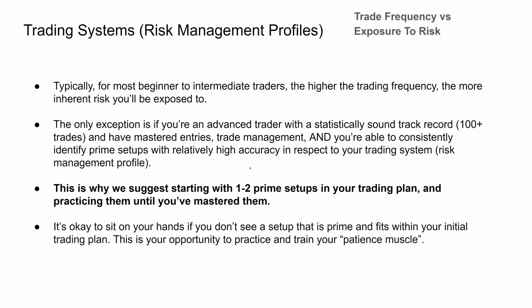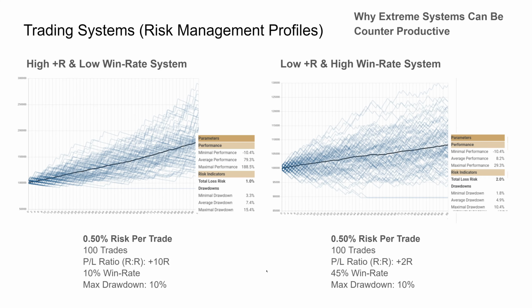So let's quickly look at extreme systems and why they can be counterproductive. On the left, we have a high R system with a low win rate, right? So 10 R on average when we're winning, but a 10% win rate. And then on the right, we have a low R system with a relatively high win rate.